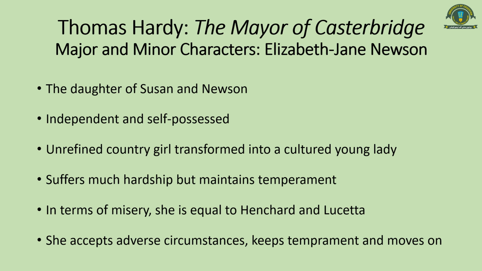Let's discuss the character of Elizabeth Jane Henchard and Elizabeth Jane Newson. Elizabeth Jane Henchard is a small girl. She's sold with her mother, Susan, for 5 guineas to Newson the sailor. But just 3 months after the auction, she dies. The one trait Michael Henchard remembers about her is her black hair.